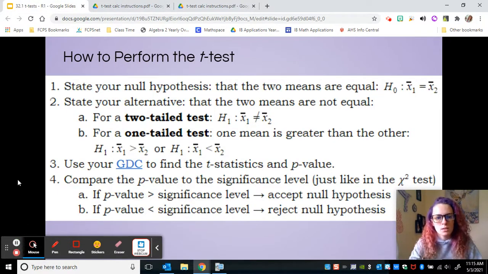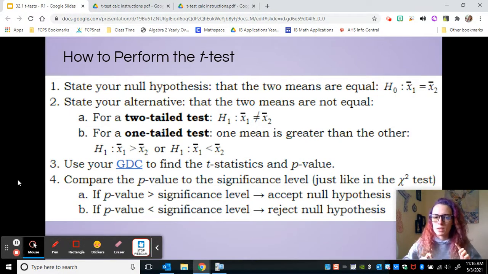How to perform the t-test, just like the chi-square tests we've been talking about, is you have to first state two hypotheses. Your null hypothesis is that the two means are equal to each other. So the mean of data set 1 is equal to the mean of data set 2. Your alternative hypothesis is that the two means are not equal to each other, but there's two different ways we can say that. If you're looking just that they are not equal to each other, you're not being specific at all. That's called a two-tailed test, and you would just take your null hypothesis and stick that word not in there. The mean of data set number 1 is not equal to the mean of data set number 2.